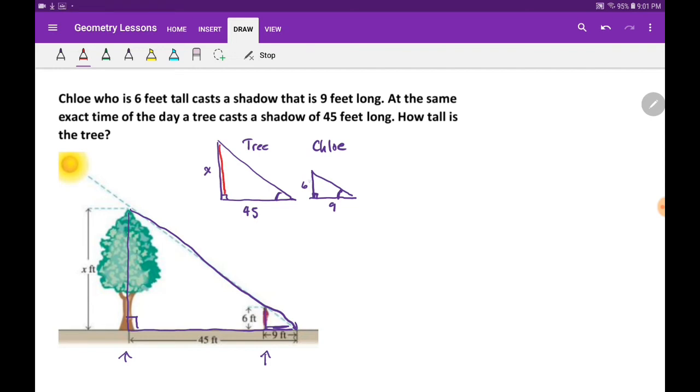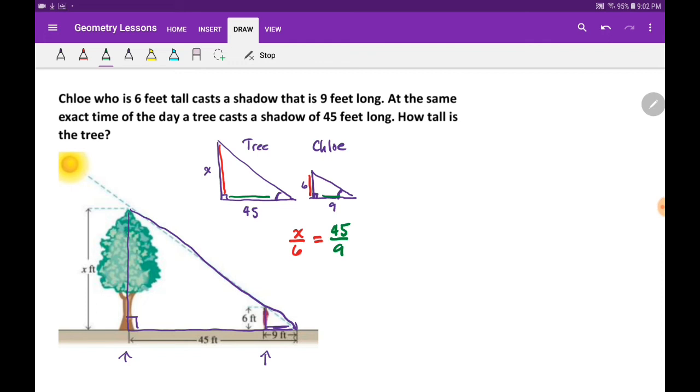This side matches with this side, or height to height. And then shadow to shadow. So I can form my proportion as x over 6 is equal to, shadow over shadow, 45 over 9.